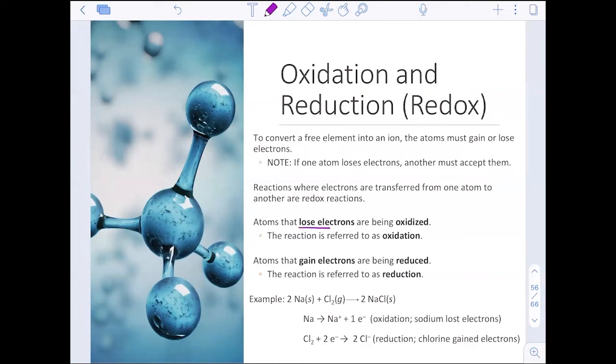The atoms that lose the electron are called the oxidation half, or being oxidized. That's referred to as oxidation. So things like metals becoming cations, that's a very, very typical example. If the atom gains the electrons, it's being reduced, or it's the reduction part of the reaction. These could be the nonmetals becoming anions.